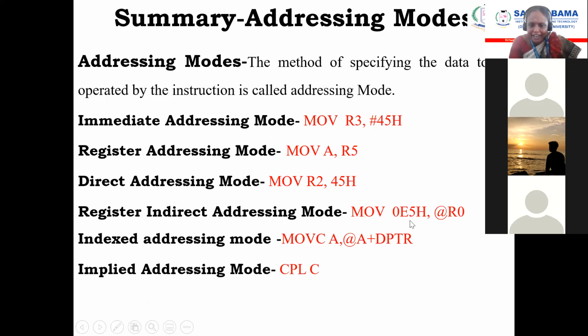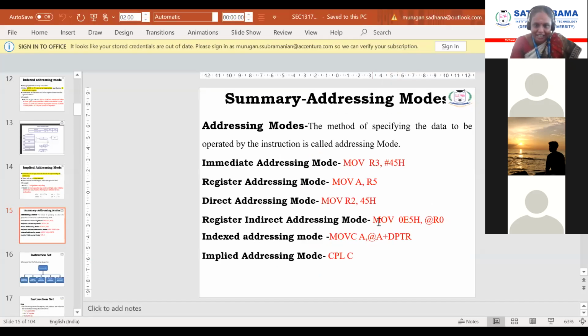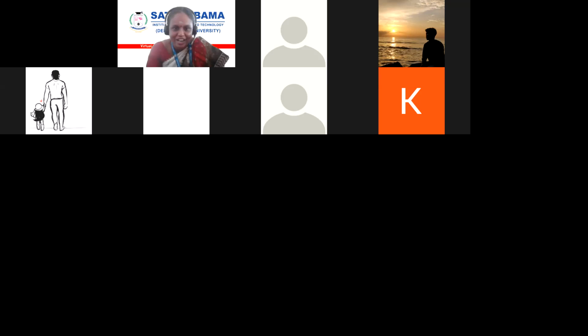I have put E5, 0E5. What Supriya said: before alphabets, we always put 0. Now we will see which register E5 specifies. I forgot to copy that.